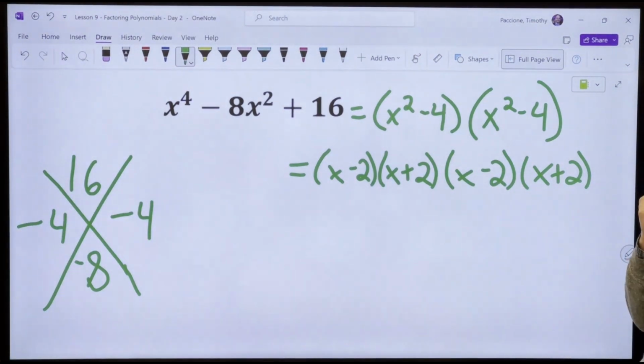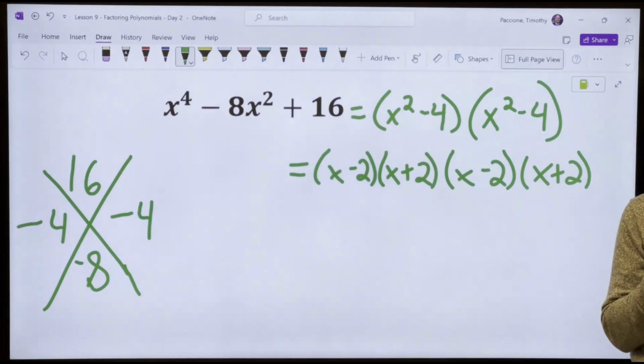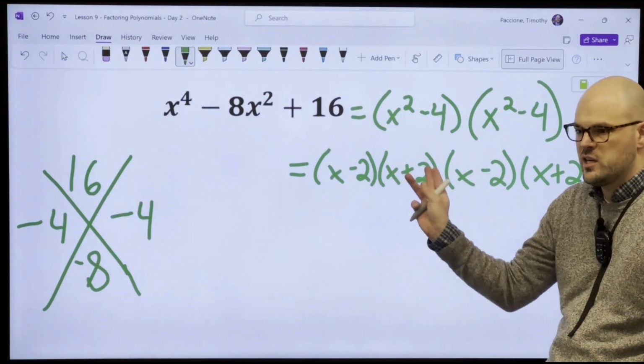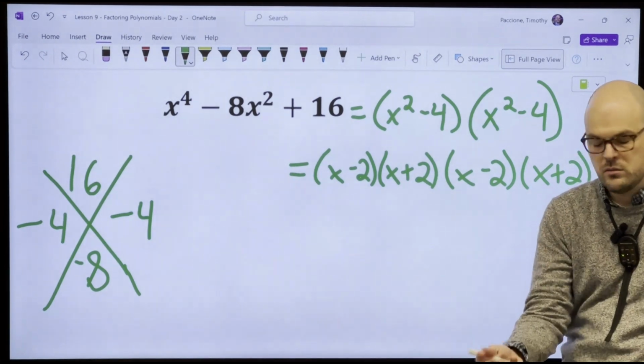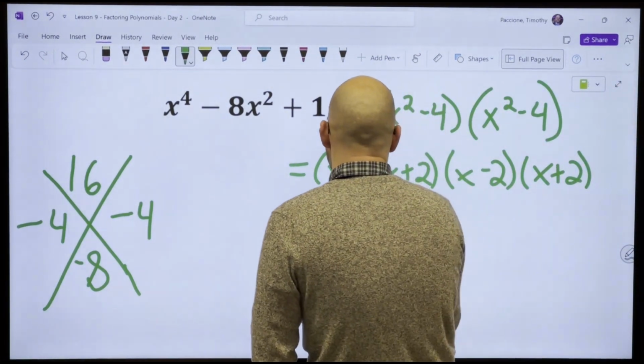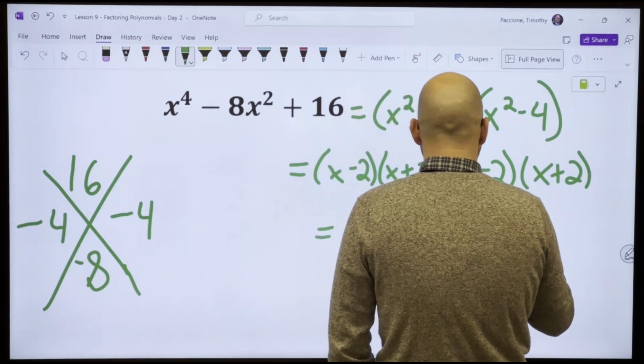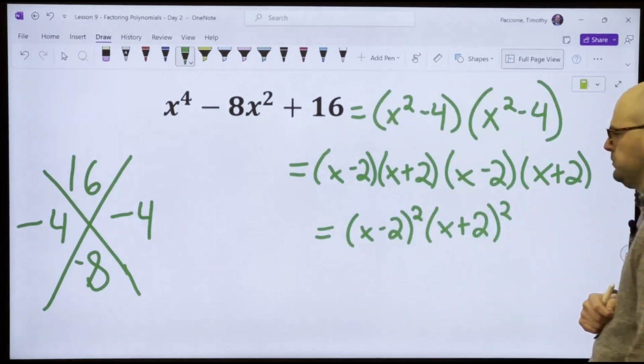x minus 2 squared, x plus 2 squared, right? So think about if you move this in front, you would have x minus 2, x minus 2. That's x minus 2 squared. Same thing on the back end. So you would say x minus 2 squared, x plus 2 squared. Okay?